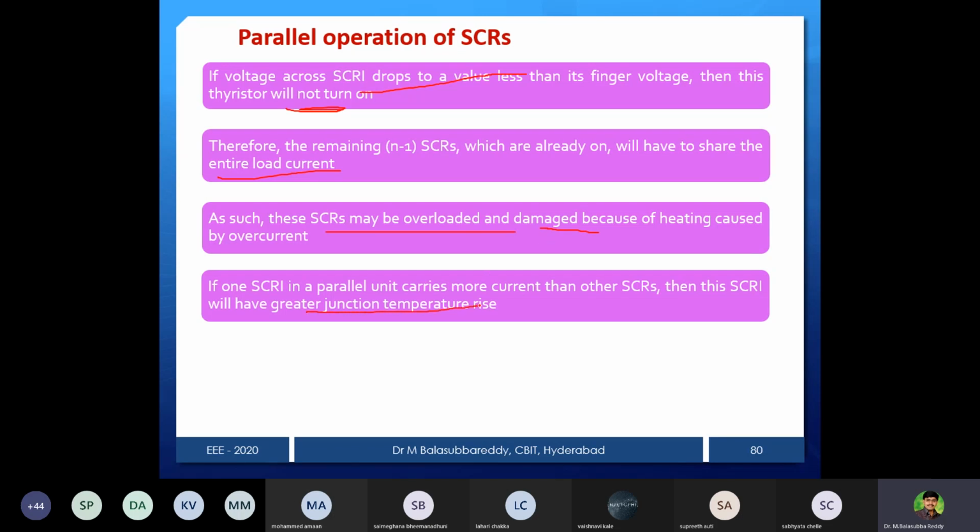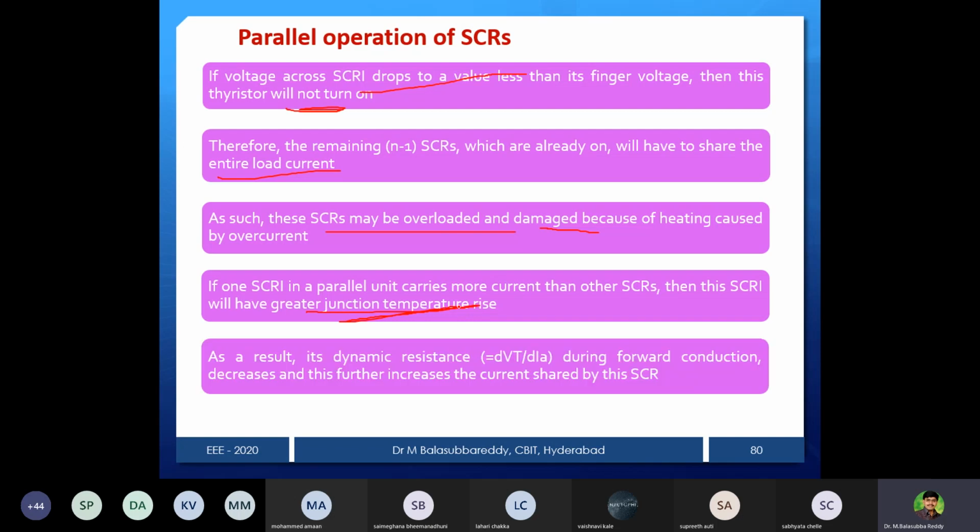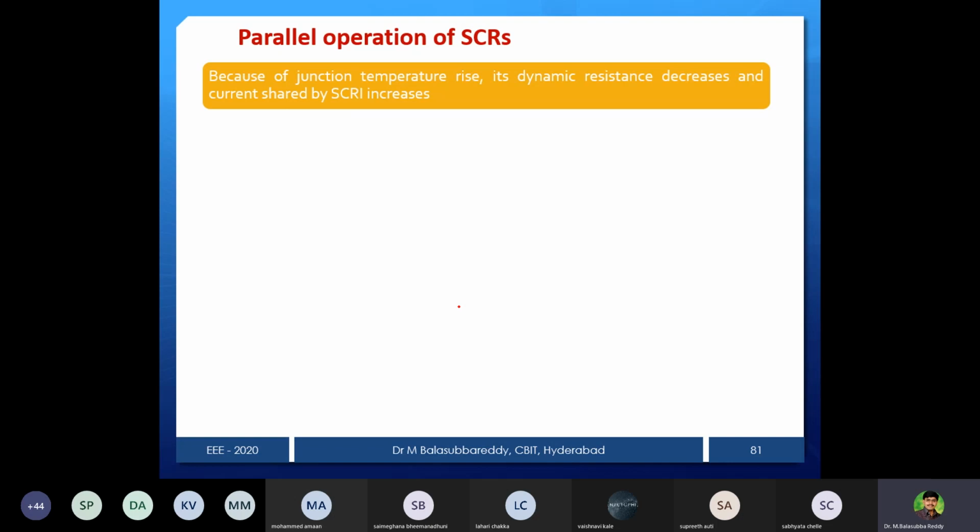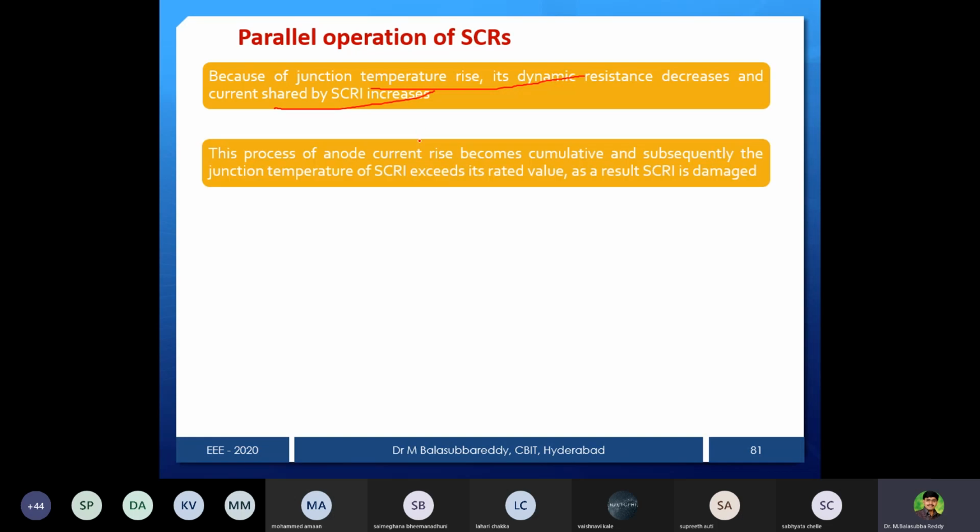To make the junction temperature equal, you should not let that temperature rise. So we have to provide heat sinks. I will show you the heat sinks also. Because of the junction temperature rise, dynamic resistance decreases and the current further increases, and it cumulatively draws more and more current in one of the SCRs, and finally that SCR also will fail. Only the remaining 8 SCRs have to carry the load. Again the same problem cumulatively leads on. Then finally what will happen? All the SCRs in the string are going to be damaged.